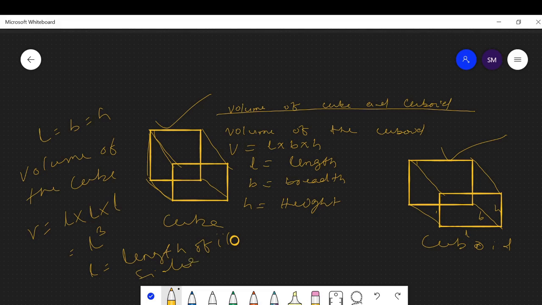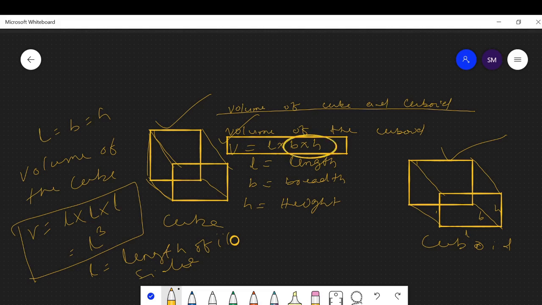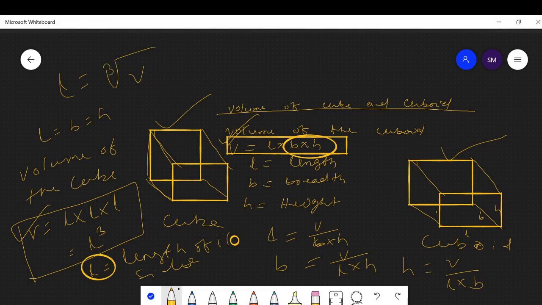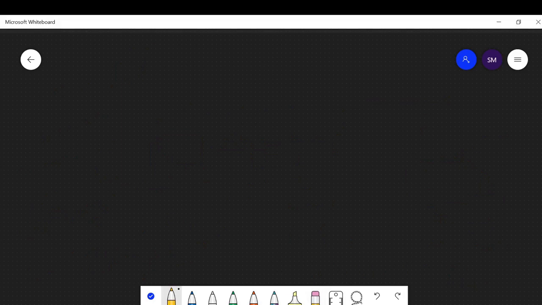So V is equal to L cube in case of cube, and in case of cuboid, V is equal to L into B into H. By using this formula, if we have breadth, height and volume, we can find L is equal to V upon B into H. If we have L and B, H is equal to V upon L into B. And for a cube, if we have volume, we can find the length of the side by L is equal to cube root of V. I have already told students, please practice a variety of questions, which will be helpful in the exam.